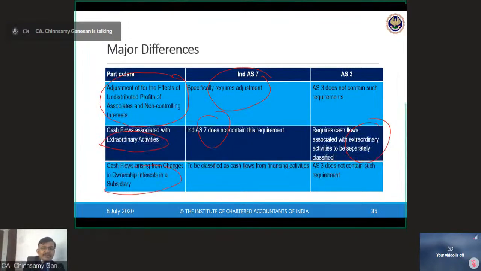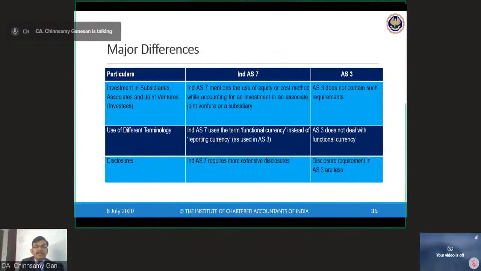Changes in ownership interest of subsidiary: a lot of guidance is there. It is actually part of financing activity because you are doing it. No such requirement has been specifically given in AS 3. Subsidiaries, associates and joint ventures, for the time being I will skip. Maybe we will discuss that. You can ask this question when somebody is doing this part of Ind AS 109, because at this point of time I will confuse you, so I will not do that.